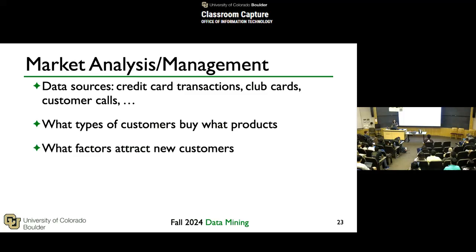And of course, what factors attract new customers? This is about developing your business. Instead of keeping or predicting your current customers, now you have new customers. That's actually challenging because you don't have a lot of information about new customers. So what you're trying to learn is whatever you have learned from your previous customers, and then trying to apply or adapt it to the new information.